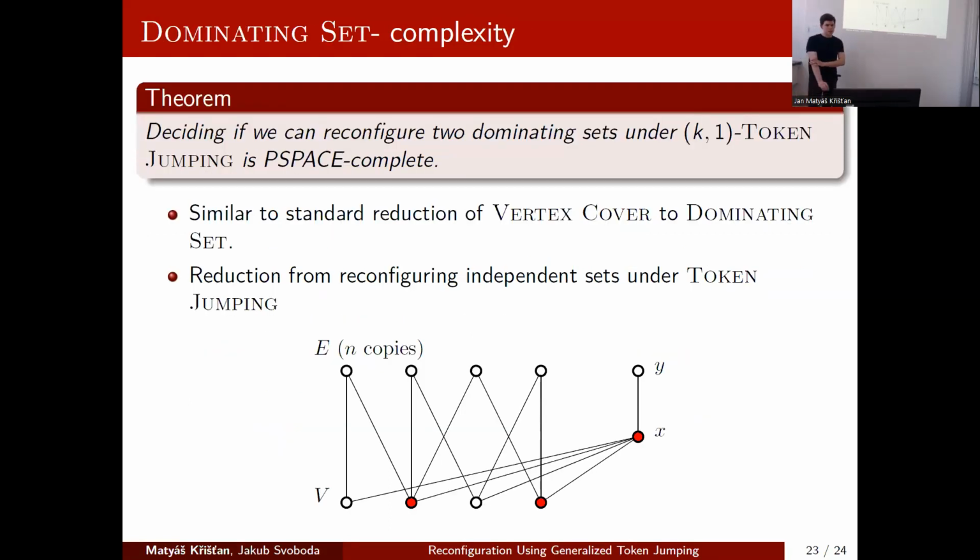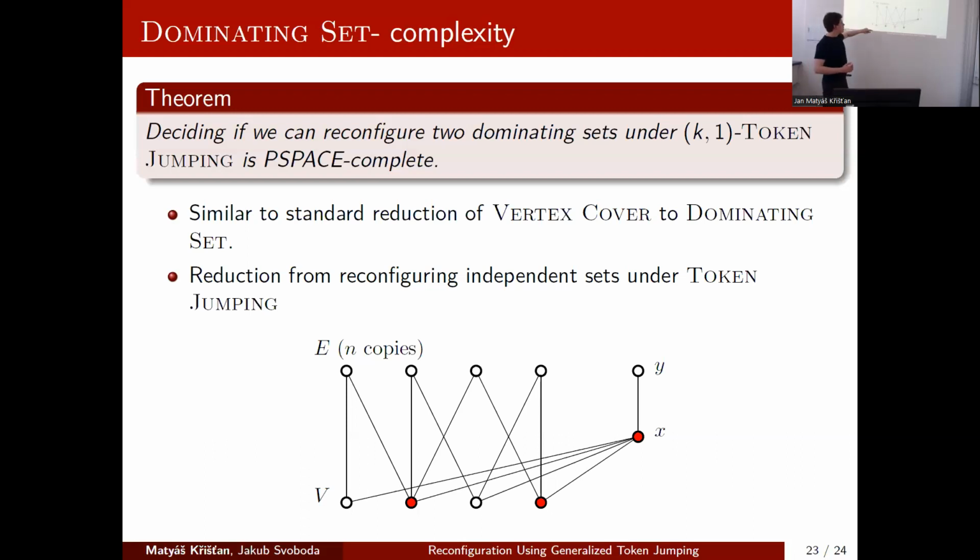And for dominating sets, we can also show another reduction, this time from reconfiguring vertex cover under token jumping, just taking one token at a time and moving it. And we can use a similar construction to the one used in the standard reduction of vertex cover to dominating set. We will have one set of vertices which corresponds to vertices of the original graph. We will have a set of vertices for each edge and n copies for each, and we have some extra vertex x that's connected to every v and some extra vertex y.